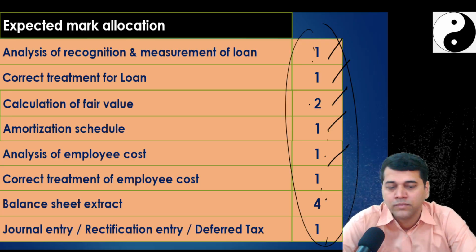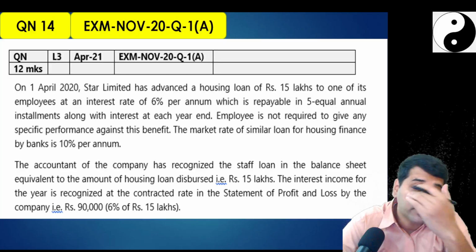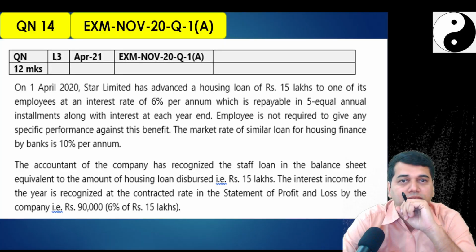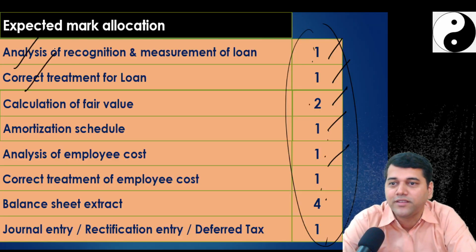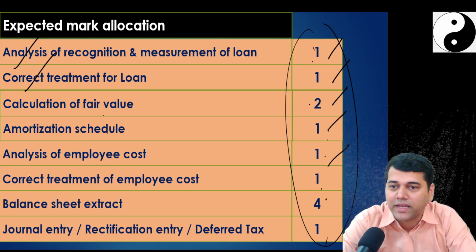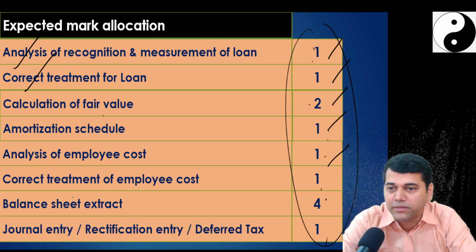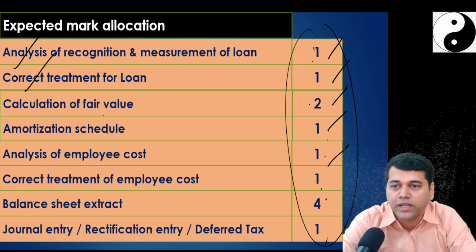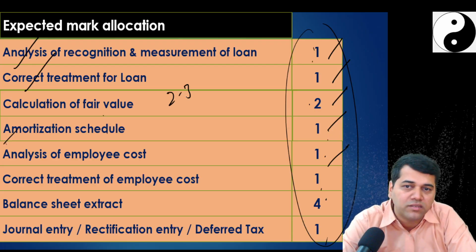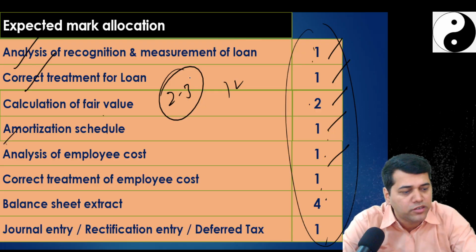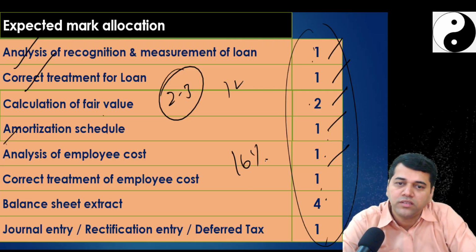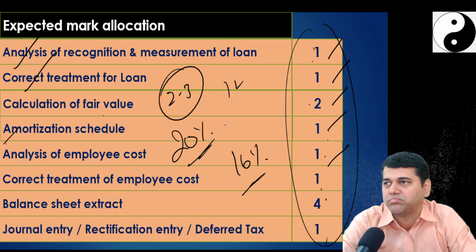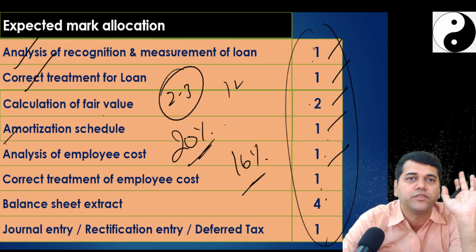Clear? Yes, now this question came in the examination for 12 marks. Already you know now how the mark allocation is going to happen. Out of this, this is theory, calculation, analysis of the employee cost, correct treatment of the employee cost, balance sheet extract. I can say somewhere here 2 to 3 marks is theory in this 12 marks. Even if I consider 2 divided by 12, 16% is the theory. 20% I can take. Any FR paper will have 20% theory.